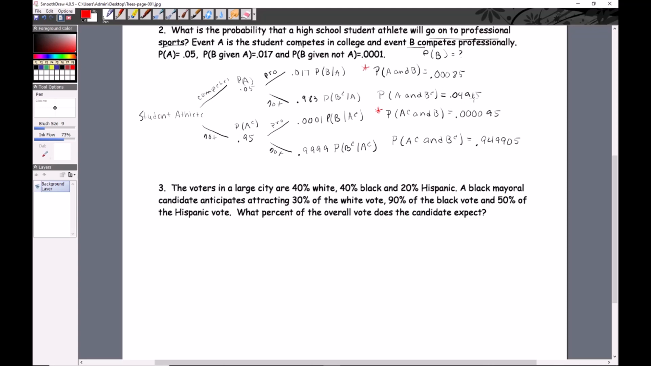So it's going to be the sum of those two. The probability of B, which is what they're asking us for, will be 0.00085 plus 0.0000 and 95. And so your final answer for that will be 0.000945.